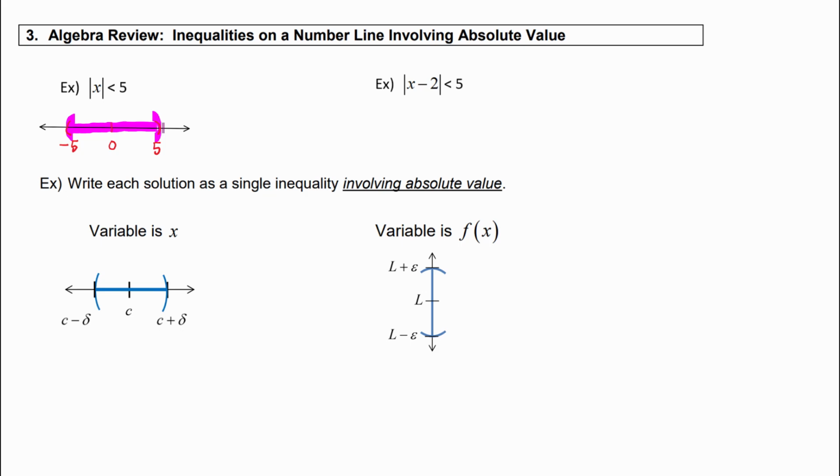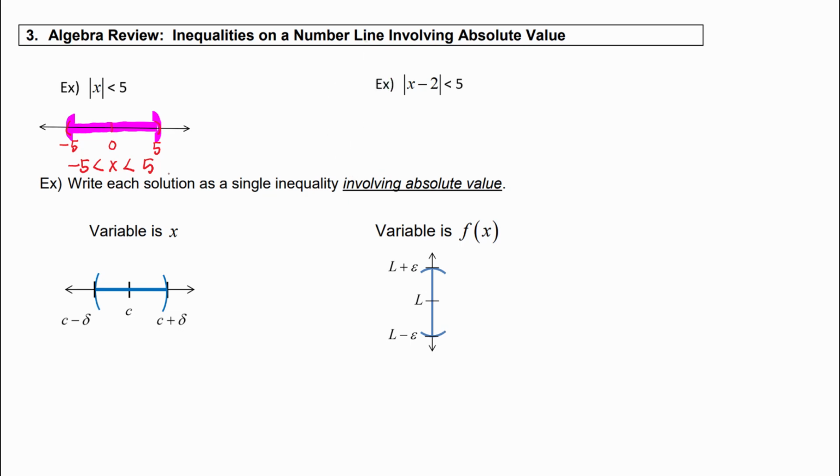All those numbers that are shaded inside of the parentheses will be the solution for this absolute value inequality. If I rewrite the solution, x should be between negative 5 and 5. Or you could also read it as x is greater than negative 5 and less than 5 at the same time. All right, so then what does the absolute value of x minus 2 less than 5 mean this time?